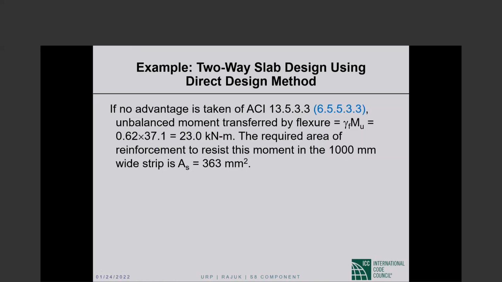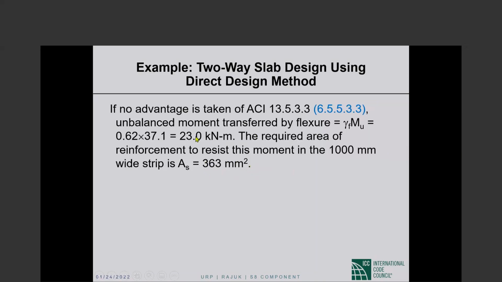The 1000, remember, is the column dimension, 400, plus 1.5 times the slab thickness on either side. So 400, plus the slab thickness is 200, 1.5 times that is 300. So 400 plus 300 on one side and 300 on the other side gives you 1000 millimeters. 1 meter is the width of the moment transfer band. So the required area of reinforcement to resist this moment in the 1000 millimeter wide strip is 363 square millimeters. You can calculate that pretty easily.